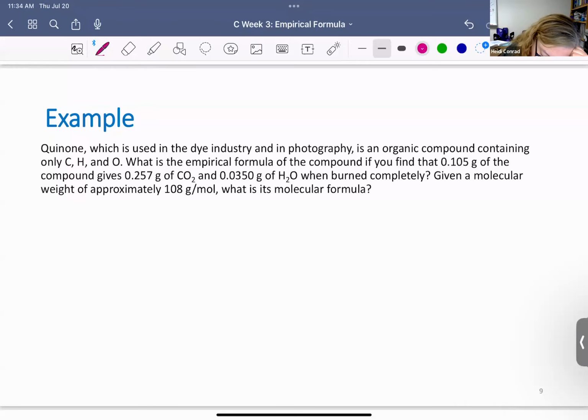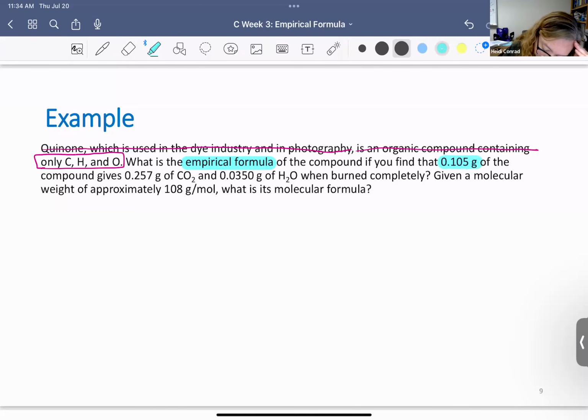So what's important here? Not this. Not this. This. This is important. I know that my sample has carbons, hydrogens, and oxygens in it. So I'm going to be using CO2 to find carbon, H2O to find hydrogen, and doing some kind of back calculation to figure out how much oxygen is in my sample. What am I trying to find? I'm trying to find empirical formula.